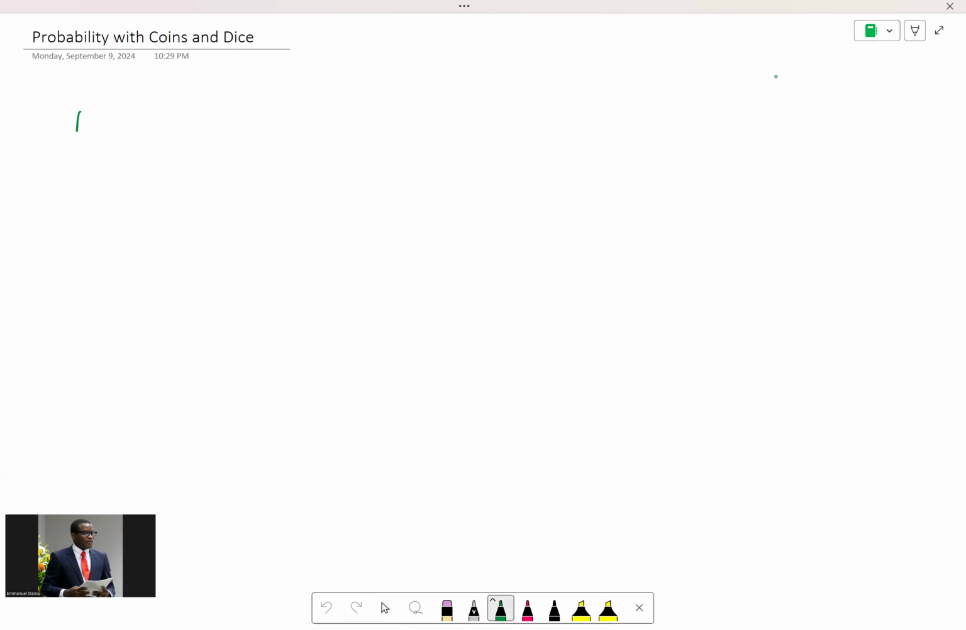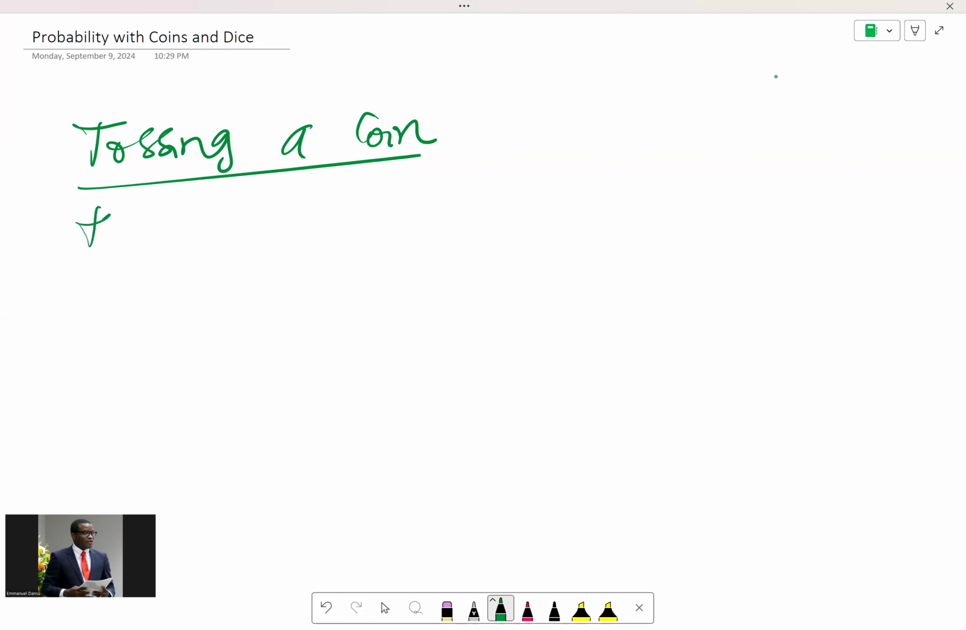First of all, let's start with tossing a coin, since we're starting with coins first. A coin has two sides, generally head and tail, and that's a fair coin. Let's not worry about fair or not right now. When we get to that, we'll talk about fairness, unfairness and biasedness. So, tossing a coin.